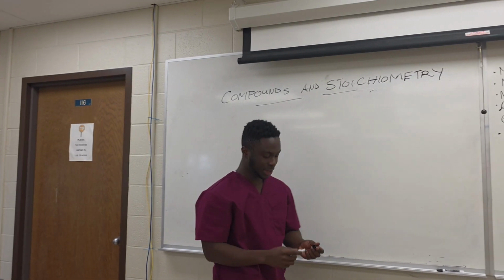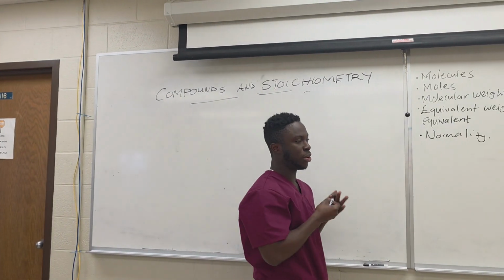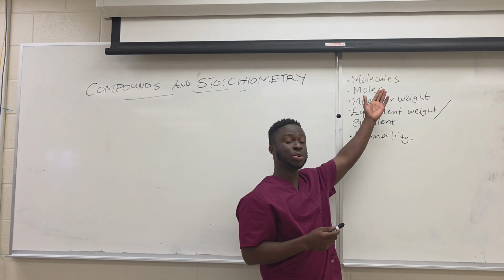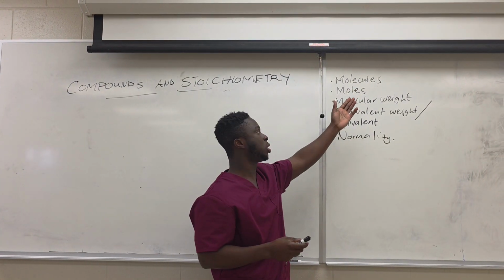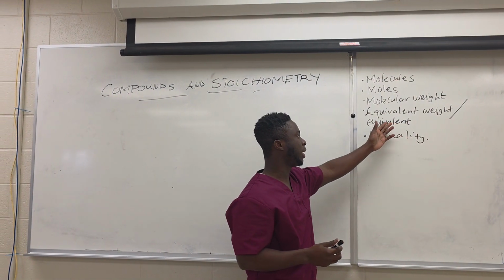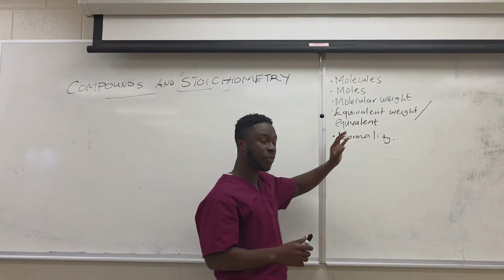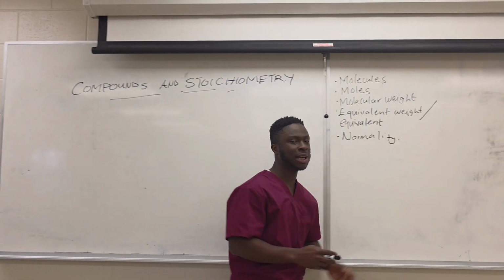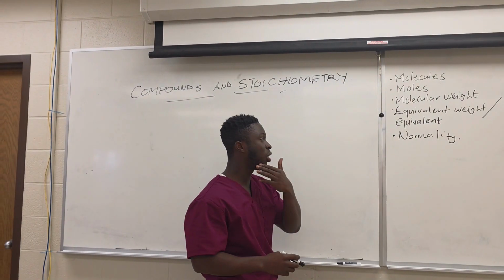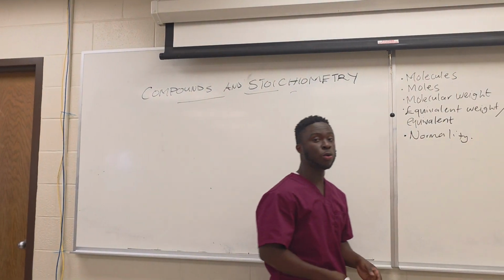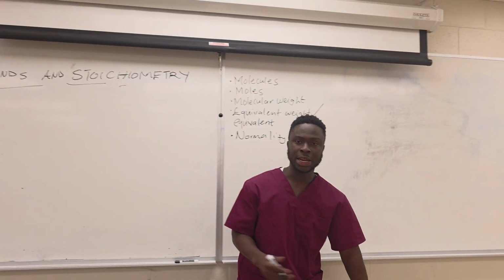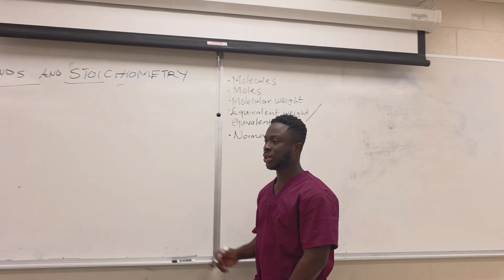Last time that we discussed compounds and stoichiometry, when we started it, we went through molecules, we did moles, we did molecular weight, we did equivalent weight, and then we did equivalence, and then we finished with normality. Let me touch a little bit on normality before we move on to the next concept of this chapter.